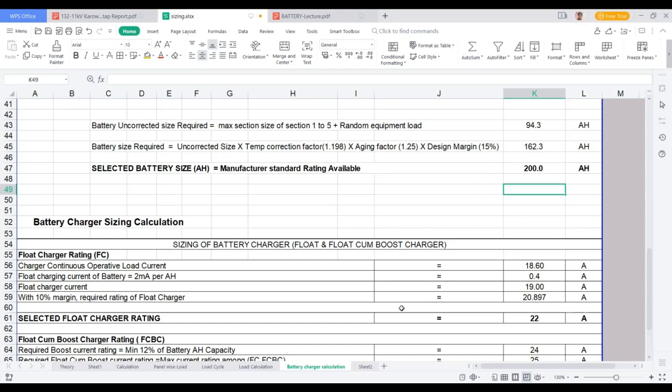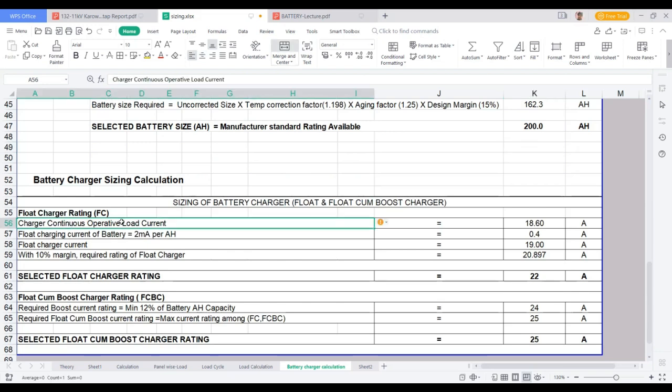Finally, to calculate the charger ratings: the charger continuous operating current is 18.6. Float charging current of the battery is 2 milliamps per Ah, so for 200 Ah that is 0.4 A. I'm adding up to 19, taking a 10% margin on this, and finally giving a 22 amps float charger. Coming to the boost charger, a simple calculation: minimum 12% of the battery Ah capacity. Battery is 200 Ah, 12% of this is 24. And taking the maximum rating among the FC and FCBC, nearest is 25 amps. So I can select 25 amps as my FC and FCBC rating.